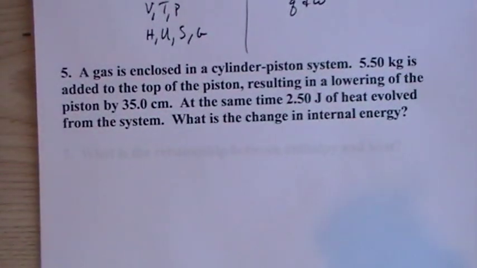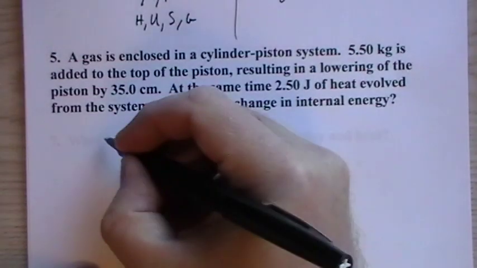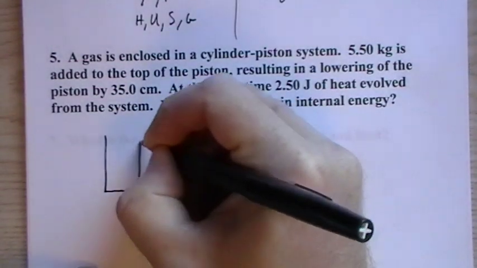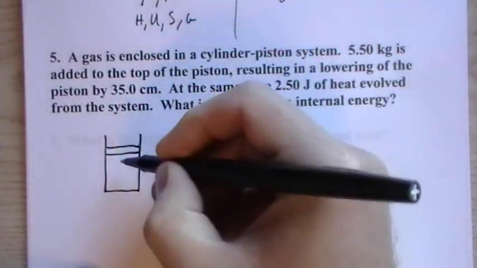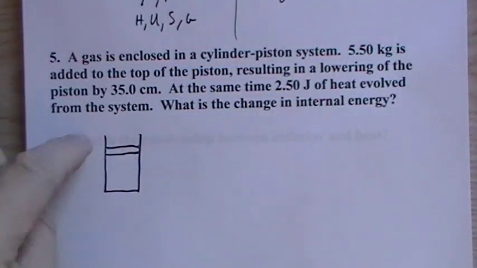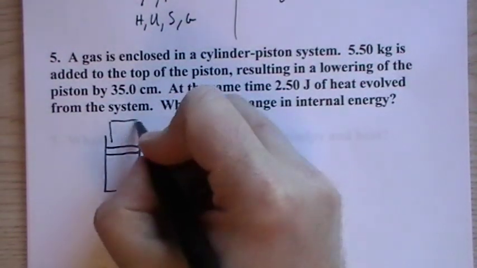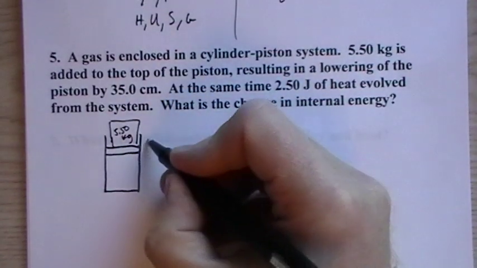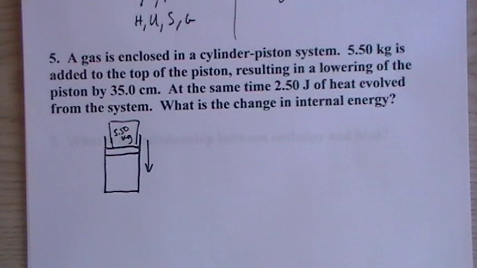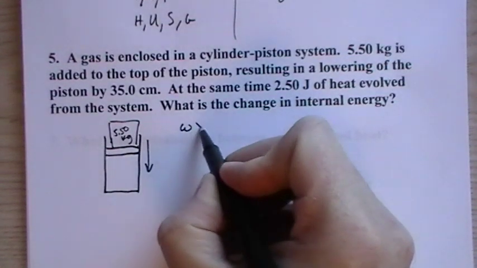All right, now a gas is enclosed in the cylinder piston system, so you have this container with a piston in it, where we know that this is going to be able to move up and down pretty freely. Then we put in, on top here, a block that's 5.50 kilograms, and that pushes down on the piston. It does work on the system. Since it's doing work on the system, the work is going to be greater than zero.